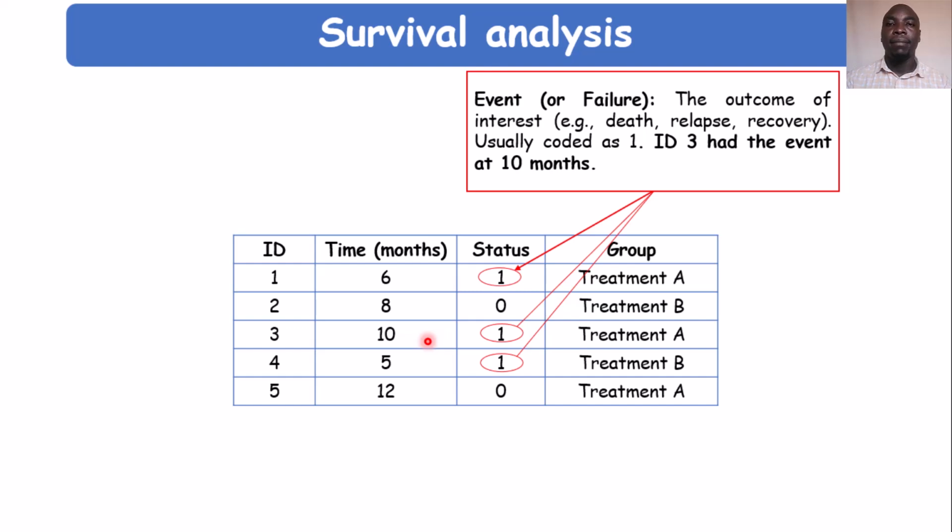Another important term is what we call event, or sometimes referred to as a failure, which is the outcome of interest. In our case here, the event is death. It has either occurred or not occurred. But the event can also be a relapse or sometimes a positive event like recovery from a disease. And it is usually coded as 1. When you look at our participants 1, 3, and 4, they had events. The events occurred. In this particular case, they died.